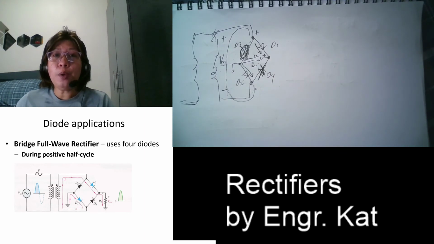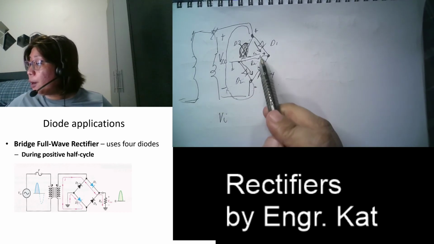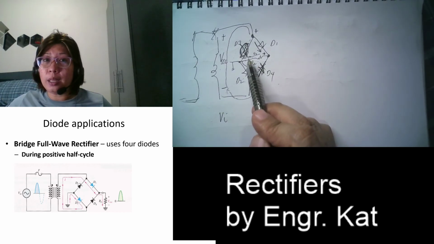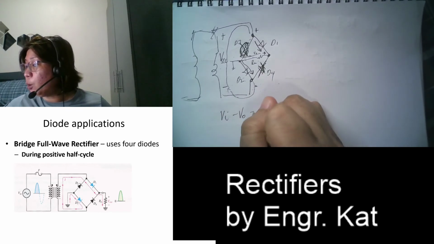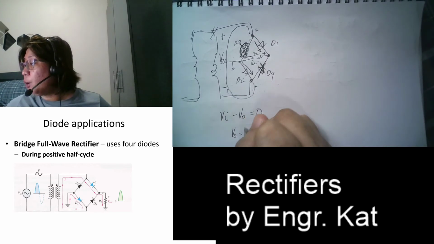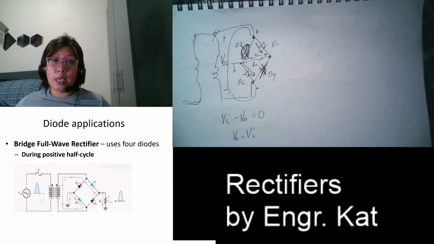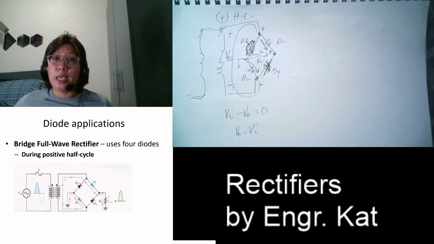If you look at that, you have positive VI, we have here minus VO. Minus VO is equal to 0. So what is your VO? Your VO is equal to your VI. This is during the positive half cycle.